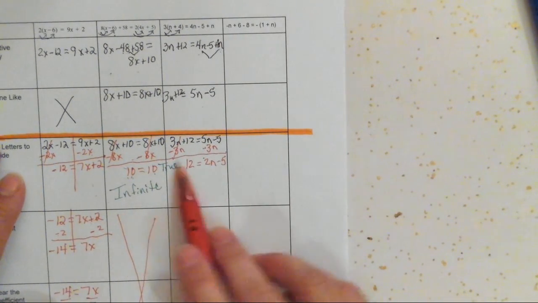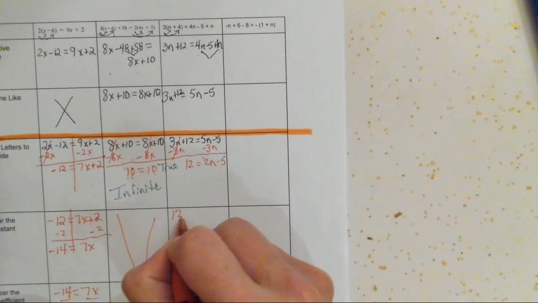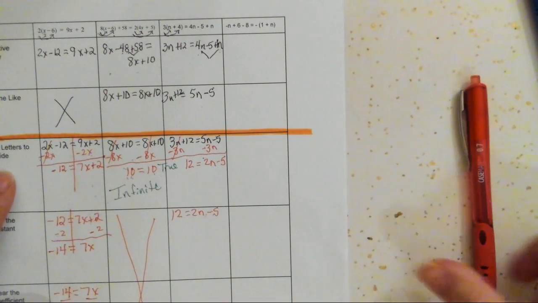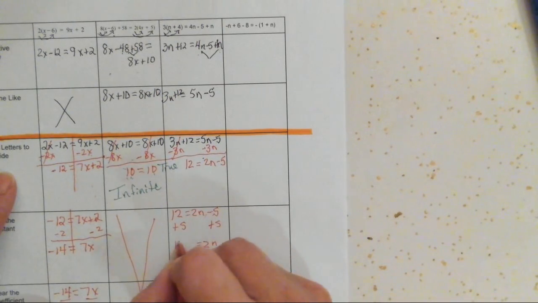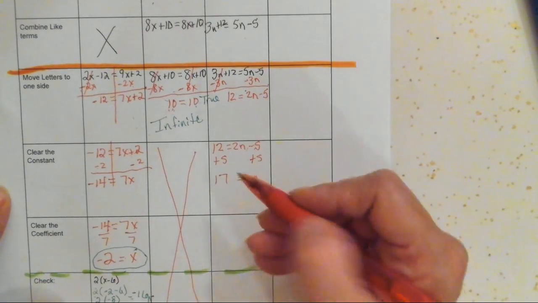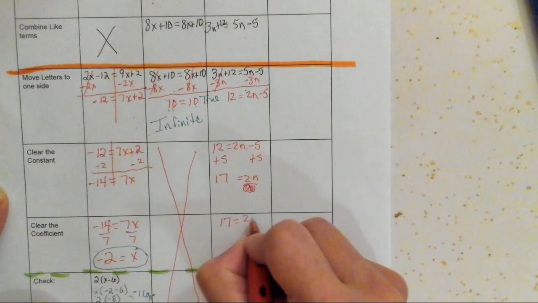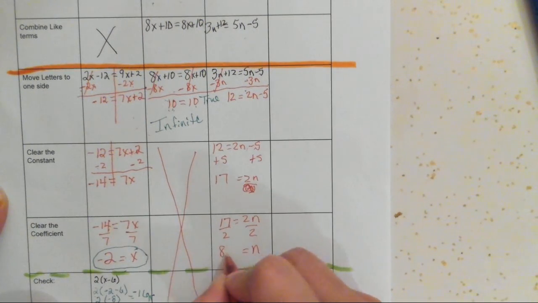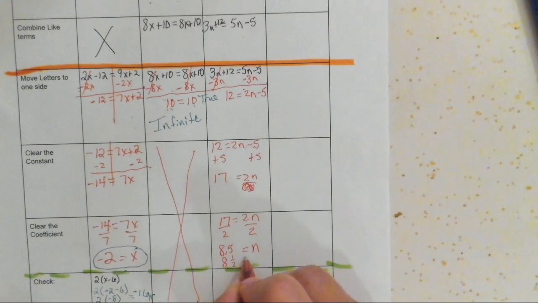Okay, so here my letter's still in there, so we got to keep going. We're going to have to clear a constant. So this minus 5 is our constant. We're going to add 5 to both sides and get 2n equals 17. Now this happens sometimes as well. We are clearing the constant, but the coefficient is next. So in this box, we know that we have to divide to get rid of the 2, and n is equal to 8.5. So you could also write that as 8.5 or 17 over 2.